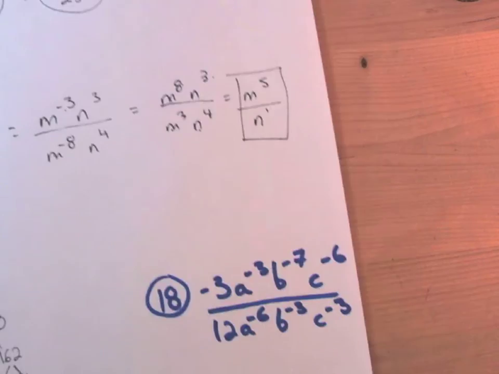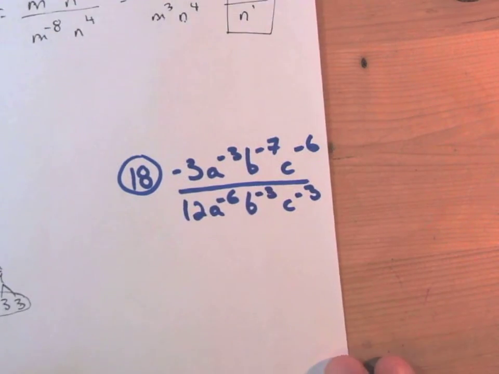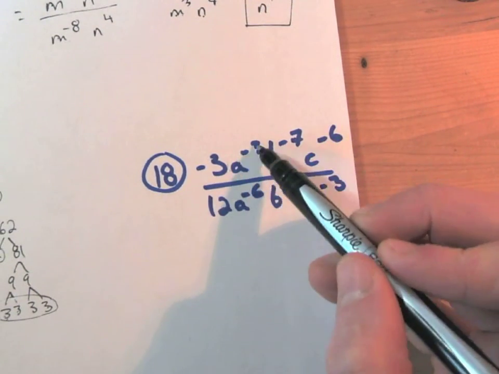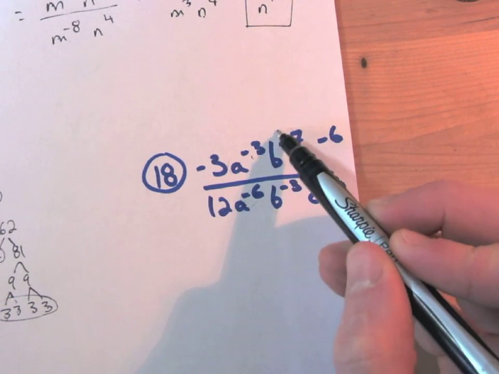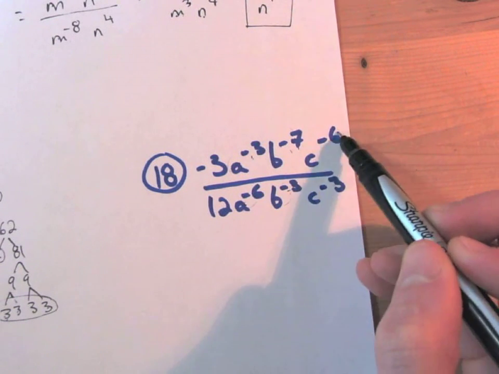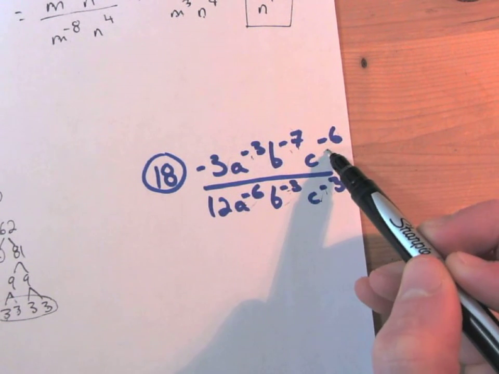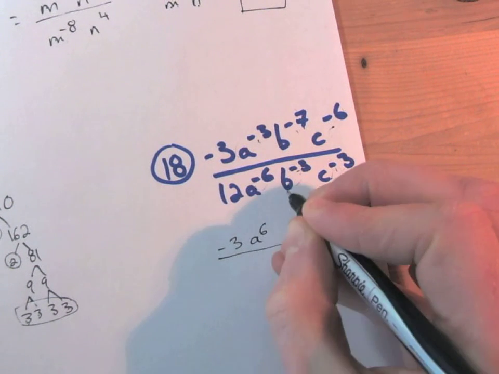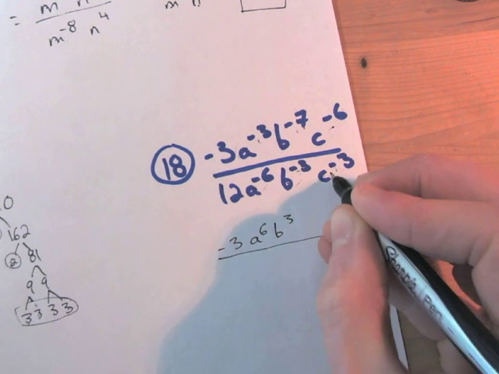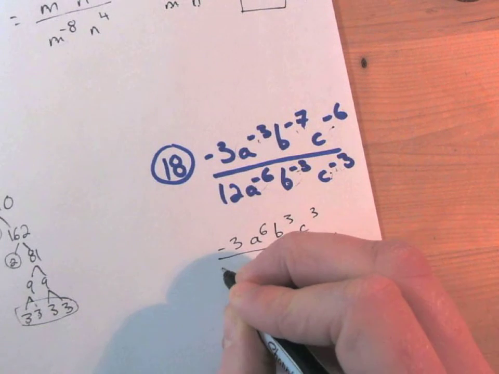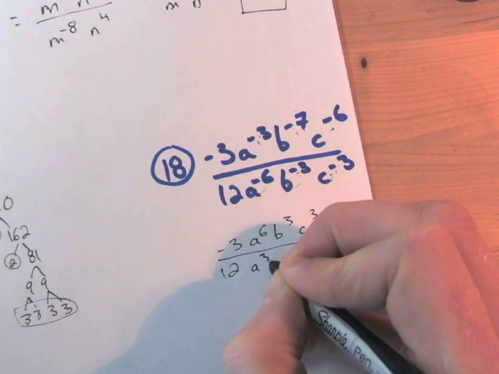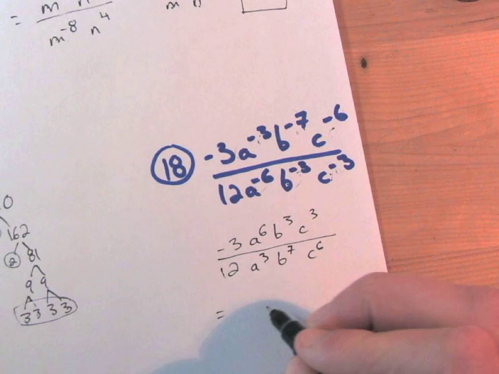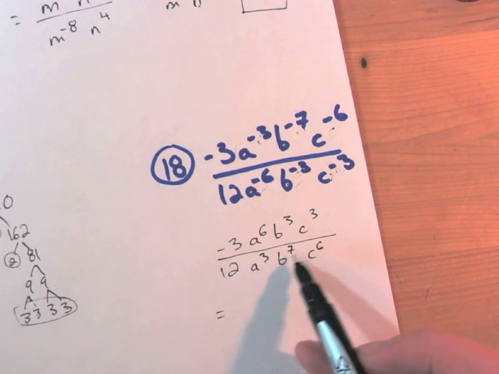Alright, last question. It's saying simplify this complicated thing. I see lots of negative exponents, so I'm just going to swap them. I'm going to bring this to the bottom, this to the top, this to the bottom, this to the top, this to the bottom, this to the top. Okay? So let's do that first. a to the 6, b to the 3, and I change them all to positive exponents. a to the 3, b to the 7, c to the 6. Alright, so now we have all of this.